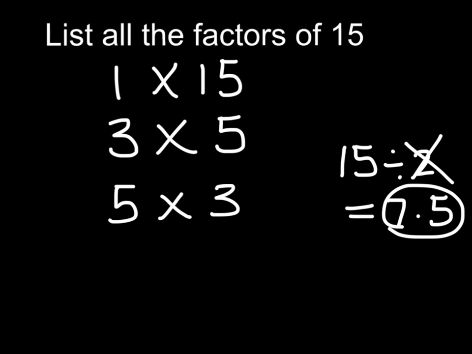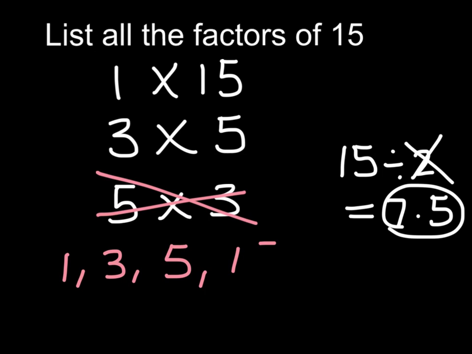And when that happens, it means you've got all the factors, so you don't need to keep looking now. So we can actually cross these out because we've already got them. And because we're starting to repeat the factors, we can stop because we found all of them. So the factors are, if we write them down in order, 1, 3, 5 and 15. And I'm confident we've got all the factors of 15 because we got to a point where we started to repeat numbers in the list, so we can now stop.